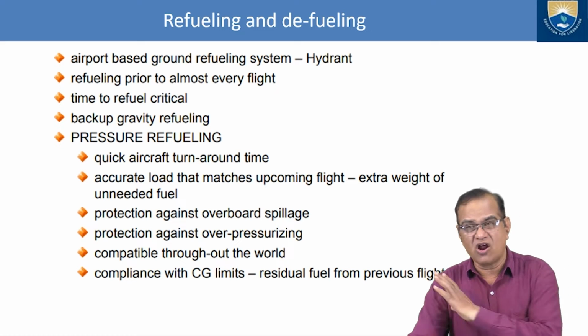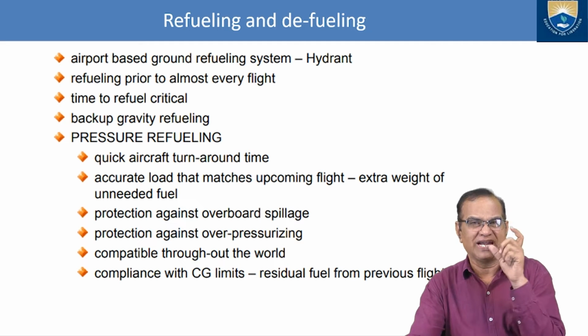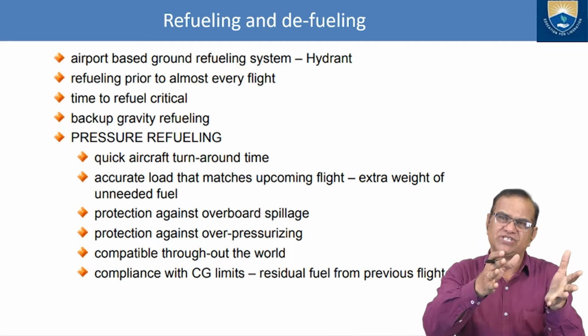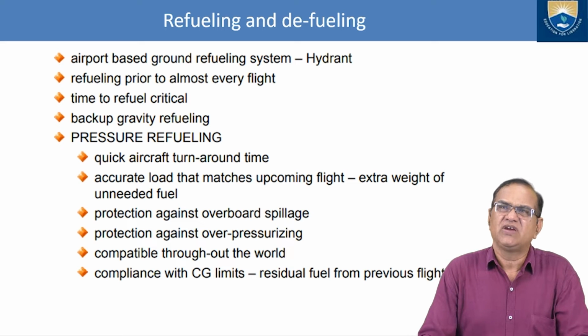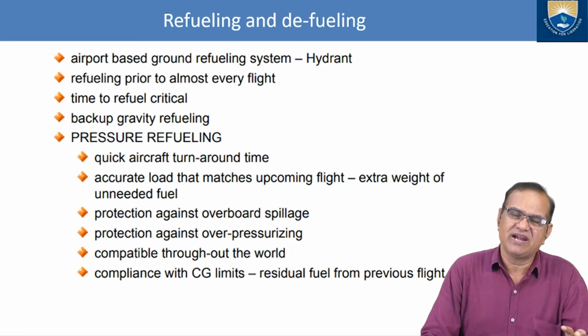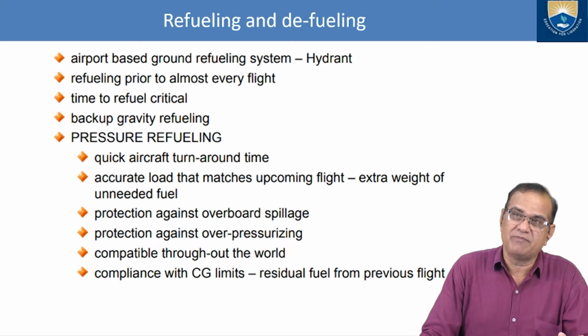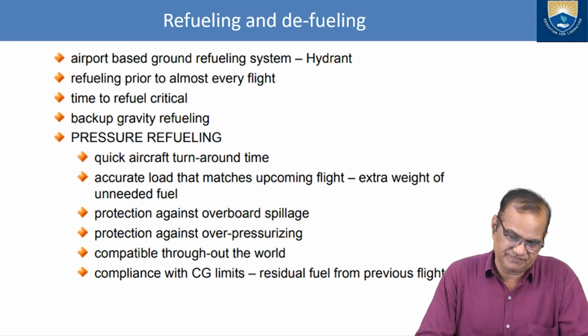For refueling and defueling, here we can see an airport-based ground refueling system, called a hydrant. Underground pipelines are there and it is fitted with a meter. So we can take the hose and put it inside the filling point, and in this way we can fill the aircraft with the help of the hydrant. Hydrant means it is a pressurized pump. Refueling is done prior to almost every flight.